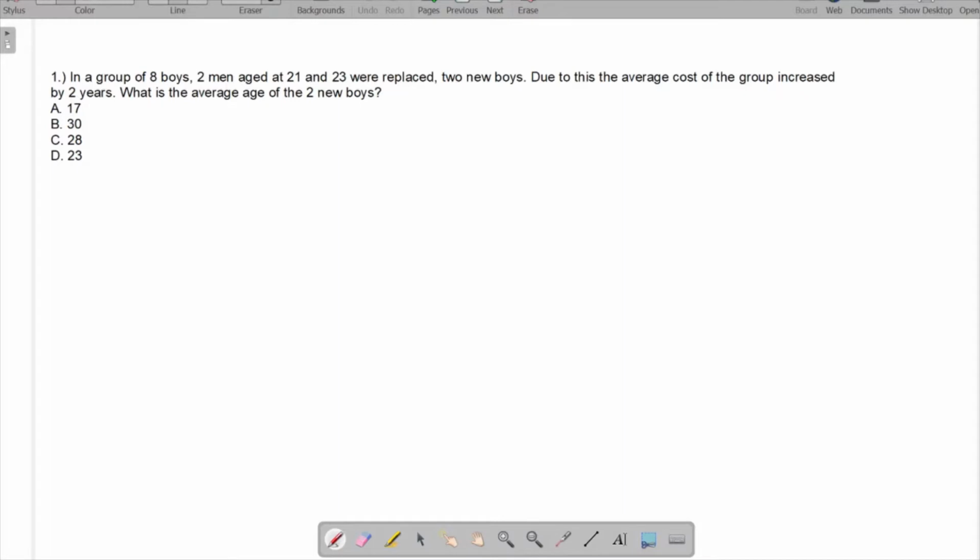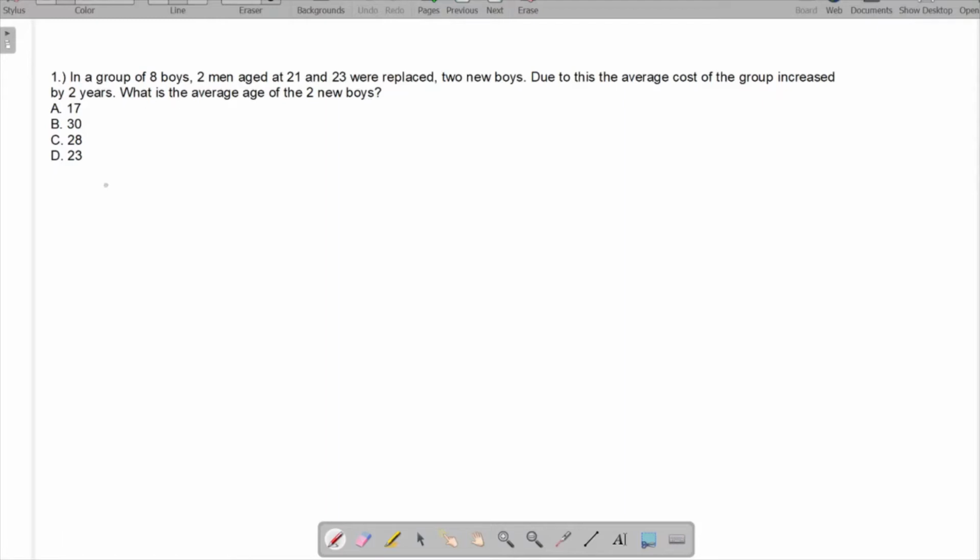So the first question is, in a group of 8 boys, 2 men aged 21 and 23 were replaced with two new boys. Due to this, the average age of the group increased by 2 years. What is the average age of the two new boys that were added to the group? So we have some options.